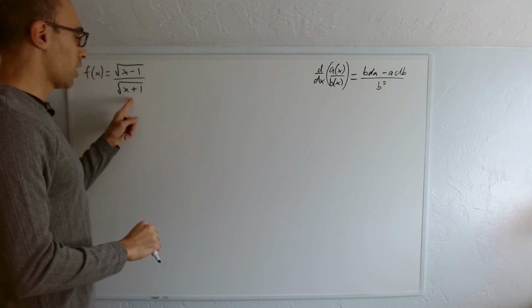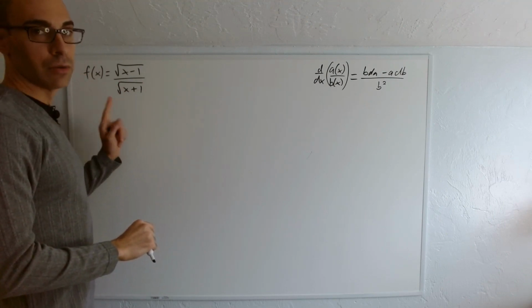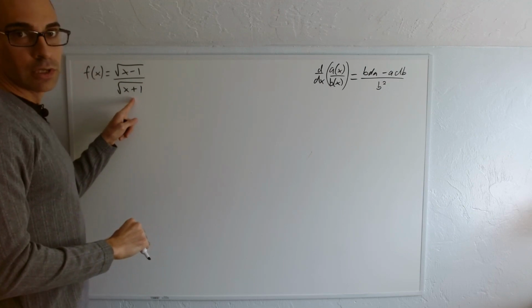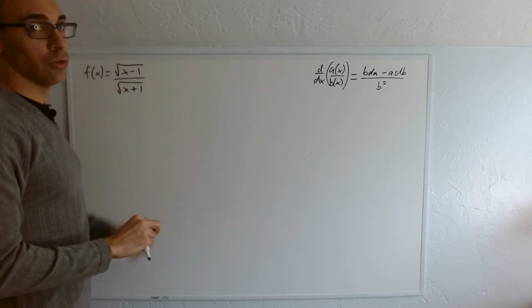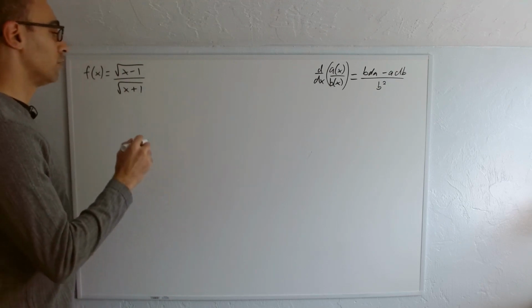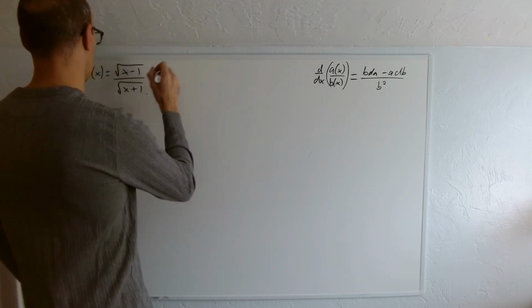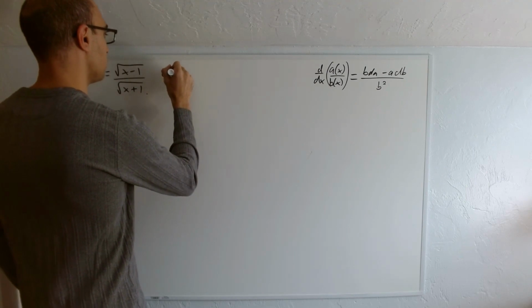And I'll do this problem both ways again, like I've done before. I'll do the quotient rule, but then I'll also show the little trick of using the natural logarithm, which I still believe is so much easier. So okay, let's jump right in.